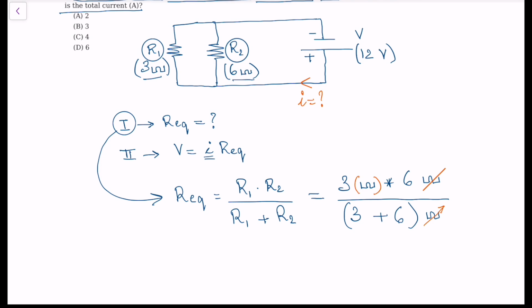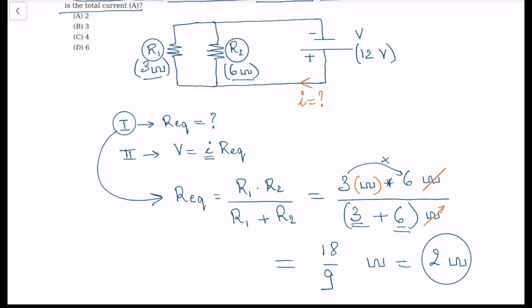Now you may use a calculator to find the value of R equivalent. But it's easy to notice here that above you have 3 times 6, which is 18, and below you have 3 plus 6, which is 9. So 18 over 9 ohms equals 2 ohms. Finally, the only thing left is to calculate I.